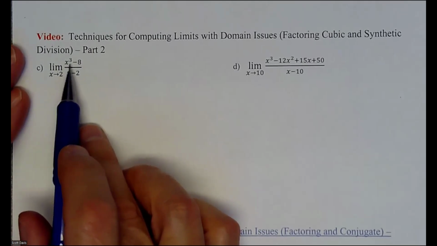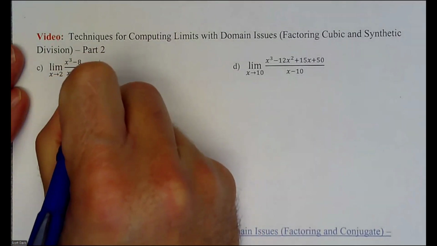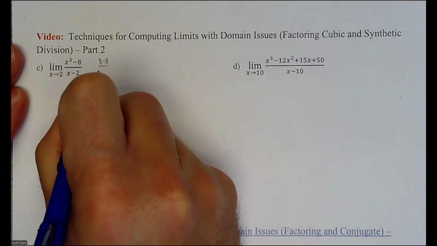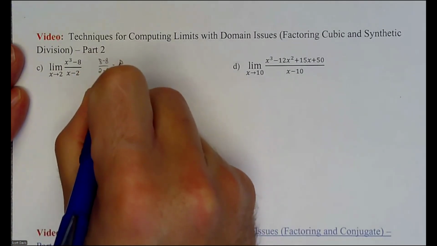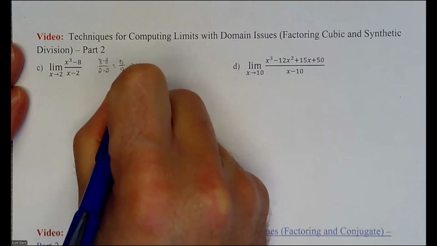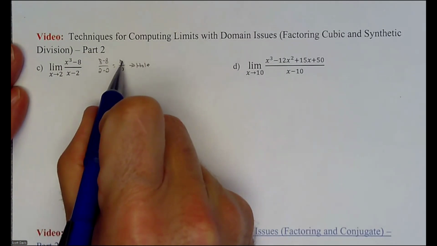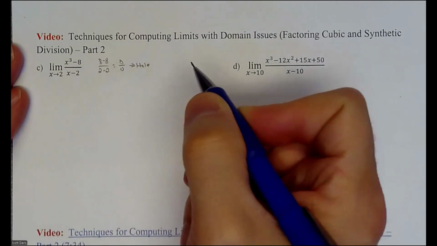We plug in and see what we look like. If we plug in, we have an 8 on the top and a 2 minus a 2 on the bottom. So 8 minus 8 gets us a 0, and 2 minus 2 gets us a 0. That screams hole. If we have anything other than 0 over 0, then that screams asymptote. We're going to take a different approach to that.